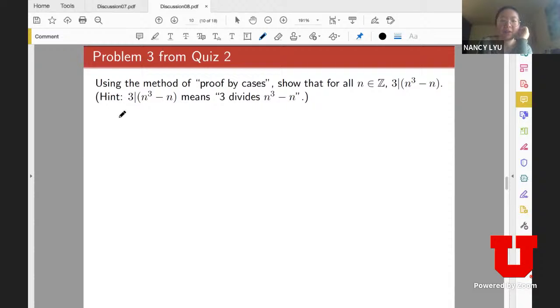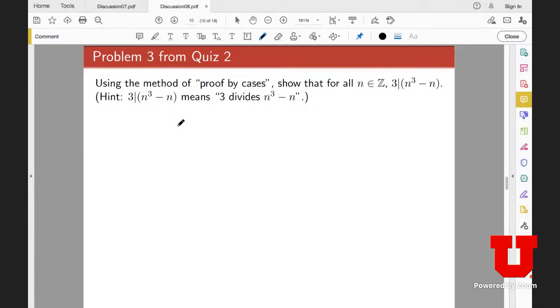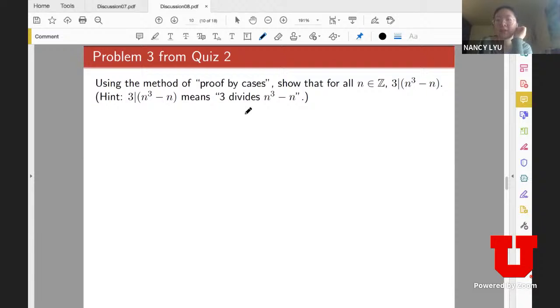While reading all the solutions, I noticed a portion of you did this just by separating the cases as if n is even or if n is odd. That actually cannot lead you to 3 divides n cubed minus n, because even or odd is only 2k or 2k plus 1. That cannot give you anything that contains 3.